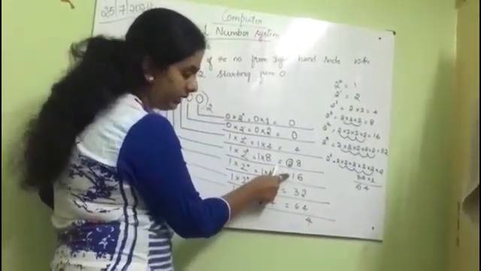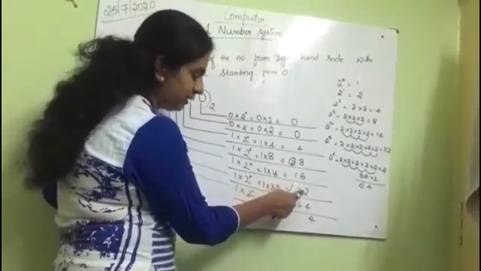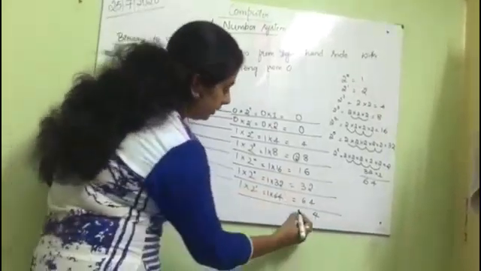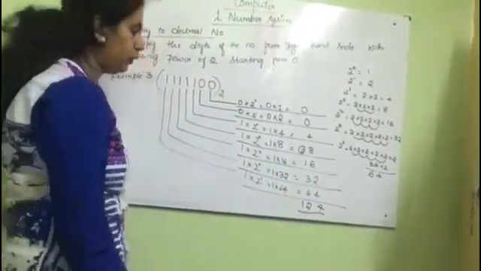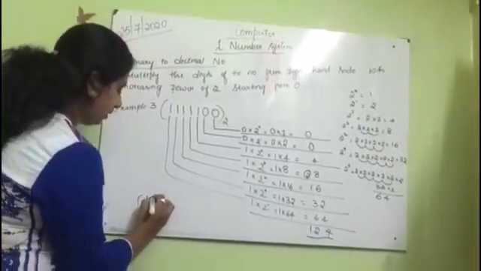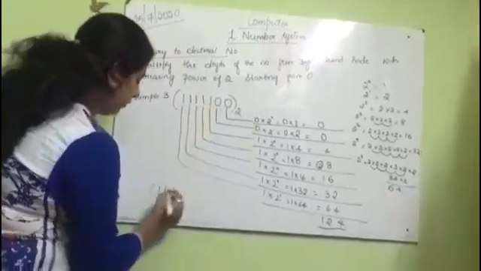What is 2 plus 1? 3. 3 plus 3, 6. 6 plus 6, it is 12. So what is the final value? It is 124.